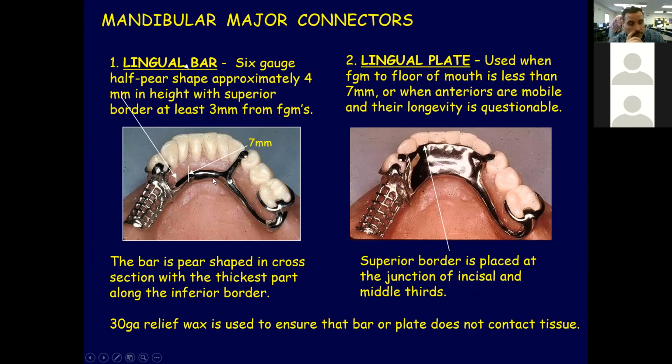The problem with the lower, we don't have space. The tongue would be here. So we usually make a bar here. This is called a lingual bar or a plate. And the plate has to cover the remaining teeth. So this is a major connector. That's a lingual bar.